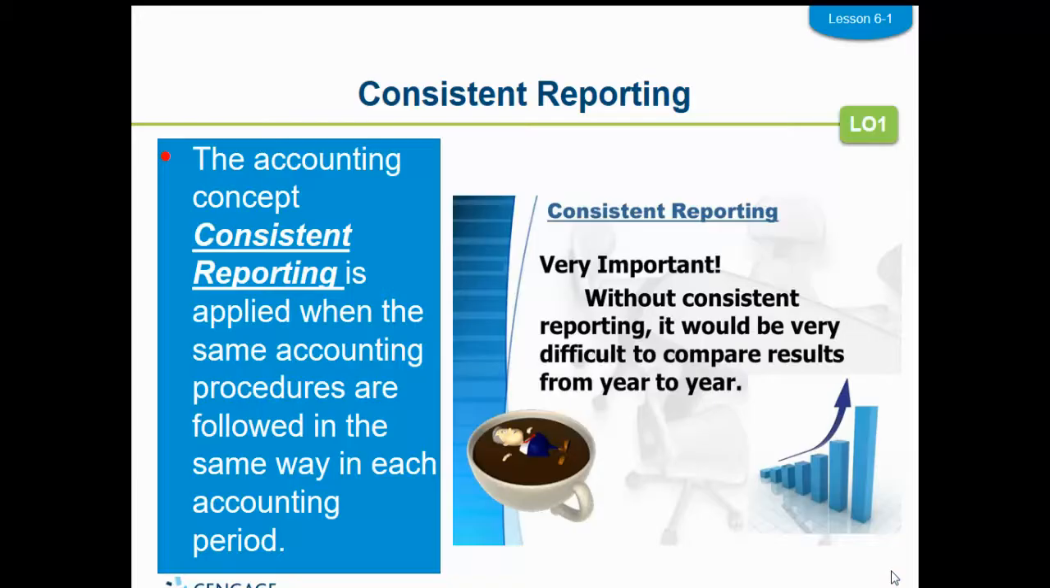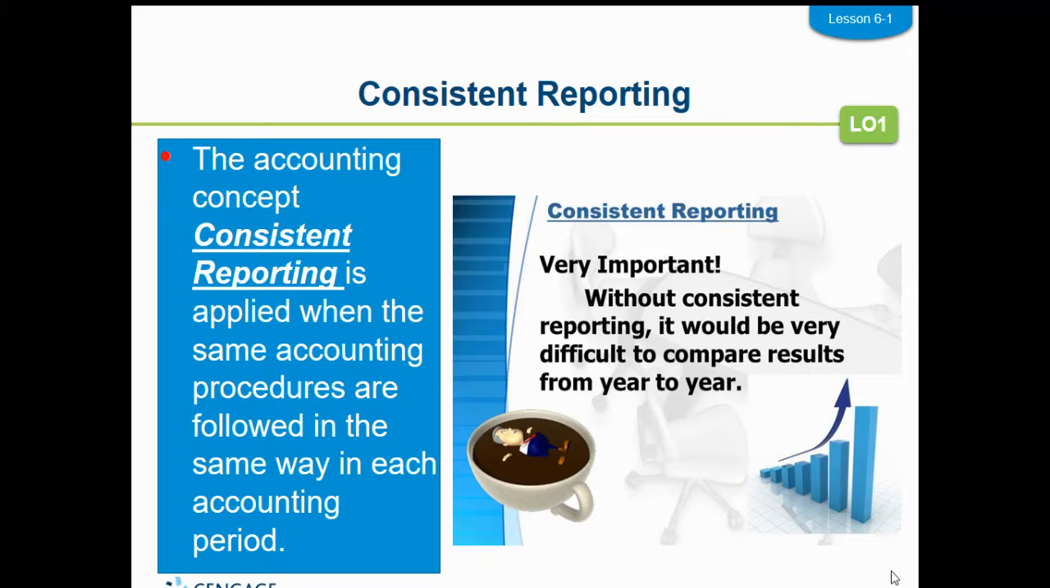A couple of things before we get into the worksheet. We have another GAAP rule here, the generally accepted accounting principles. And this one is consistent reporting, which basically says that you have to record all of your accounting information the same way every year, month to month and year to year. That's because you can't really compare financial data from one fiscal period to another unless they are recorded the same.